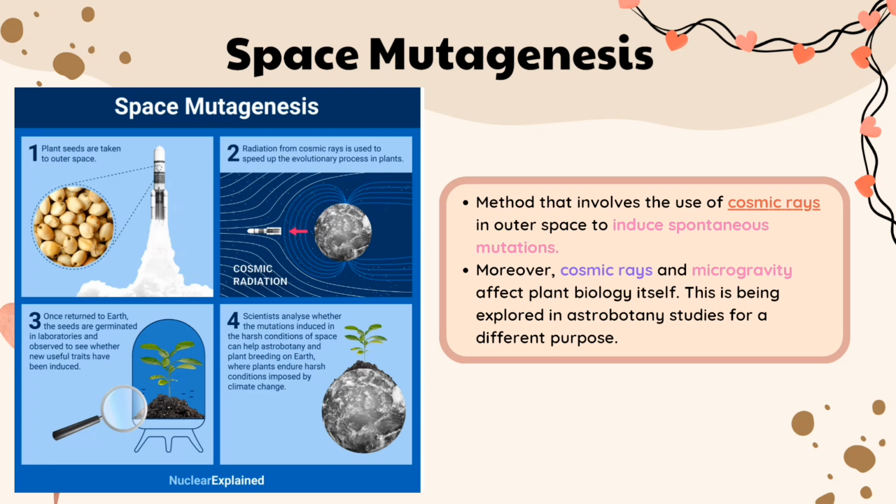These are the steps involved in space mutagenesis. First, plant seeds are taken to outer space. Second, radiation from cosmic rays is used to speed up the evolutionary process in plants. Third, once returned to Earth, the seeds are germinated in laboratories and observed to see whether new useful traits have been induced. The last step is scientists analyze whether the mutation induced in the harsh conditions of space can help astrobotany and plant breeding on Earth, where plants endure harsh conditions imposed by climate change.